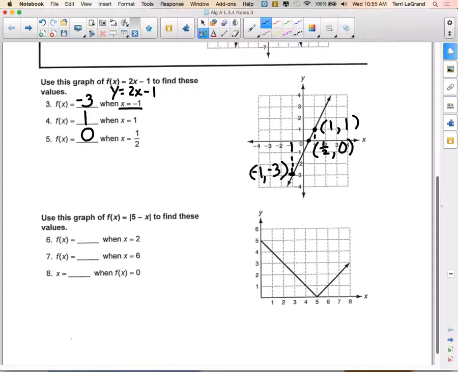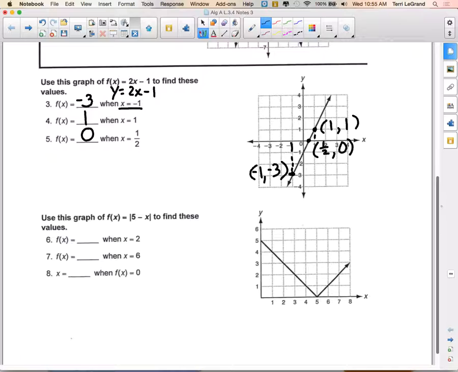If we put in 1/2 for x, so we're going to take 2 times 1/2. What's half of 2? 1. What's 1 take away 1? 0. So it works, doesn't it?